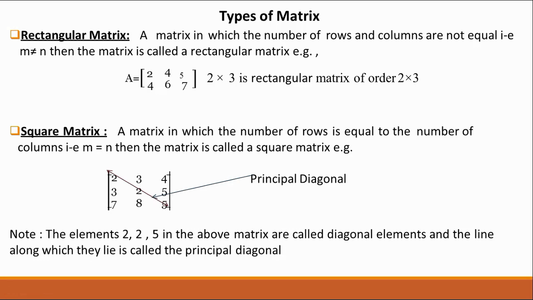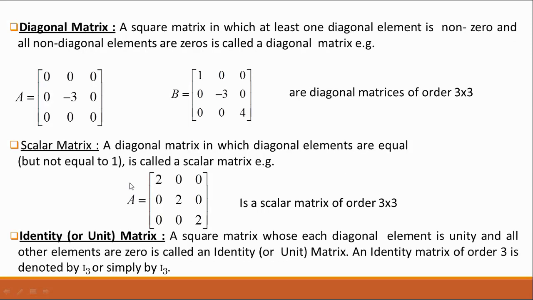One important point to be noted here: in this matrix you see this line called the principal diagonal, and the elements that lie on this line are called diagonal elements. So in this matrix 2, 2 and 5 are called diagonal elements, and this line is called the principal diagonal. Now what is a diagonal matrix?